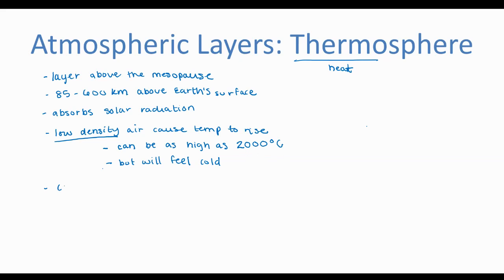And this layer contains the ionosphere, which is made of electrically charged particles. And this is the layer that has the northern lights happening in it.